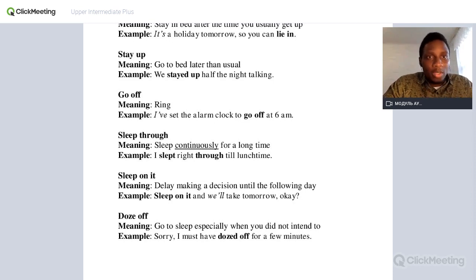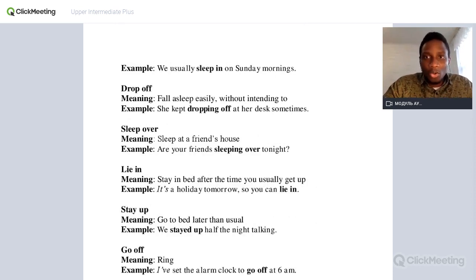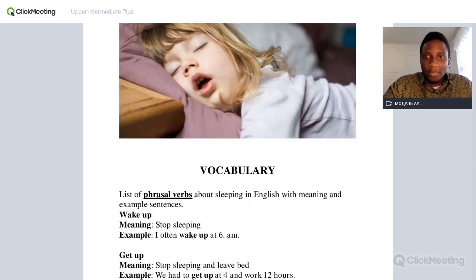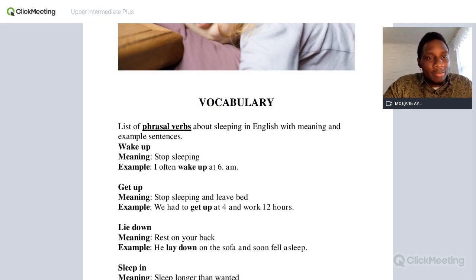So we're going to go through the examples of some of the phrasal verbs that we talked about. Back to the first one, for those who are coming in, we have wake up. This is the most common phrasal verb. It means stop sleeping. So I often wake up at 6 a.m. And then you have get up. It means stop sleeping, and then you leave bed. So we had to get up at 4 and walk 12 hours. I need to get up at 6 a.m. I need to wake up at 6 a.m., or I often wake up at 6 a.m. in the morning.